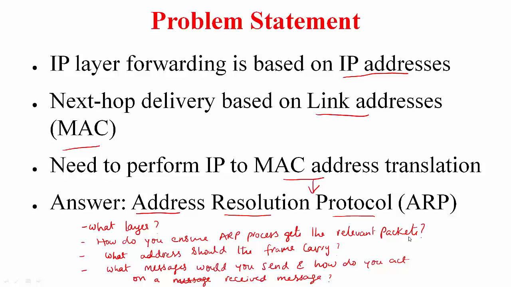Given this, I want you to think clearly on how you would design such a protocol. For example, what layer would you make this ARP process run? And how do you ensure that the ARP process gets the relevant packet? So this is the problem of demultiplexing. And when these ARP messages are carried in a link level frame, what addresses should that particular frame carry? The source address, the destination address. What should be the content of the particular message? When would you send it? And how do you act when you receive a particular message? So think about it, design the protocol, and then proceed.